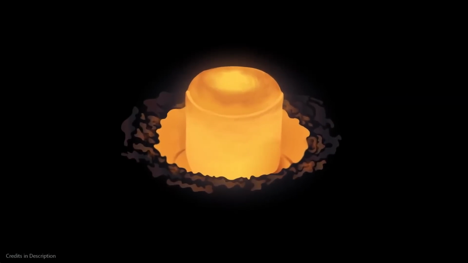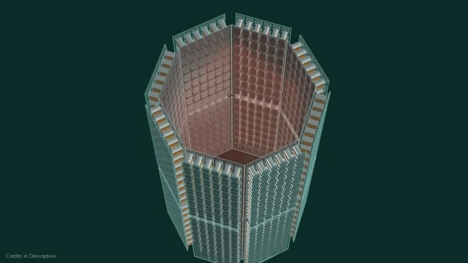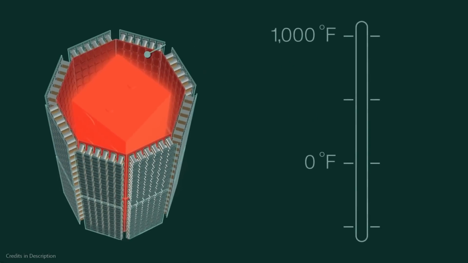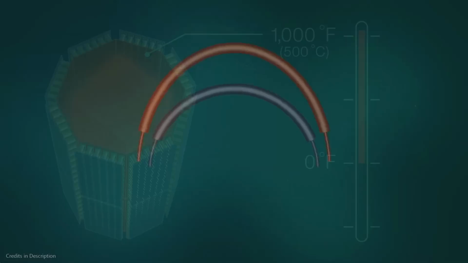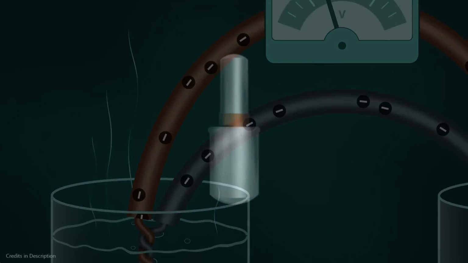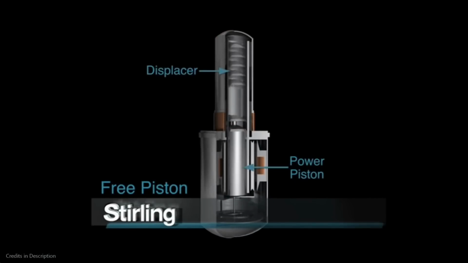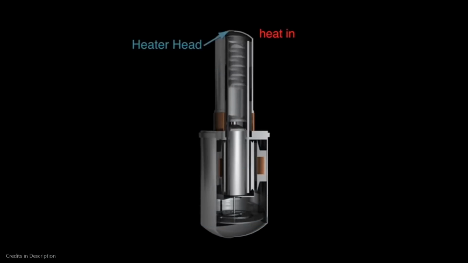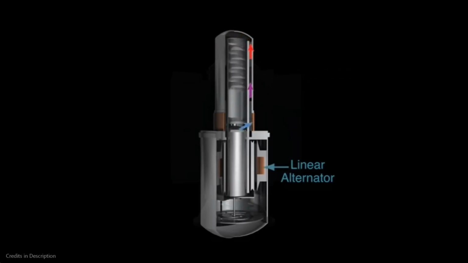RTGs are a type of nuclear battery that generates electricity through the natural radioactive decay of a radioisotope, typically plutonium-238. This decay process generates heat, which is then converted into electricity, usually using thermocouples, but some designs use Stirling engines, and the recent development of infrared photovoltaics should make these systems much more efficient soon.